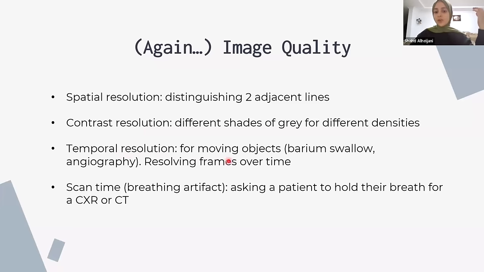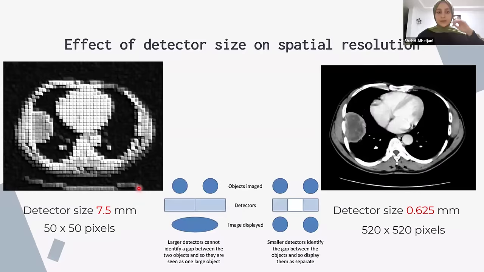Temporal resolution, we said, is for moving objects, and it has frames over time. So moving objects, we said, like a barium swallow or angiography. We use the barium swallow for the esophagus to check any abnormalities in the esophagus, for example, or for the stomach, and an angiography for the vessels. And we also have something called the scan time or the breathing artifact.